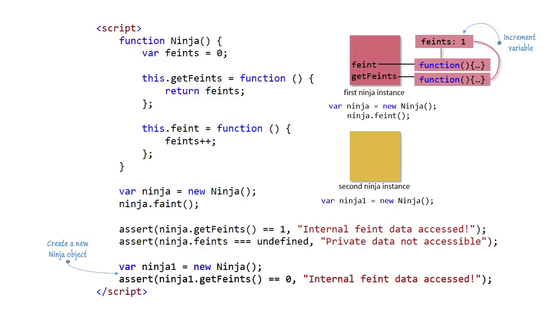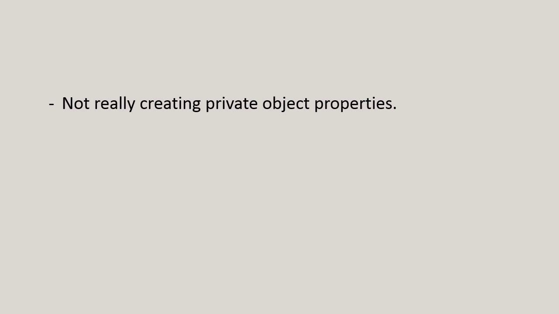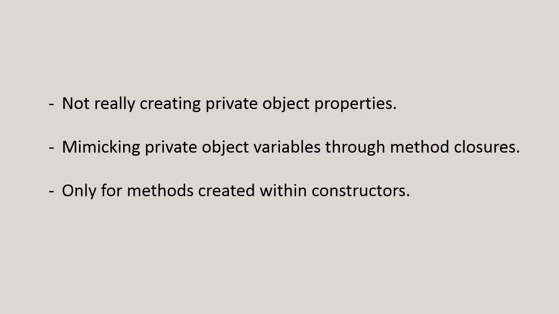Next, when we create the second Ninja object, a new local variable is created along with two new function closures that will be assigned as object properties. Notice how each Ninja instance, through closures of its methods, has access to its own local variable feints. So it's not really that we're creating private object properties, but more that we're mimicking them through method closures. However, this holds only for methods created within constructors.